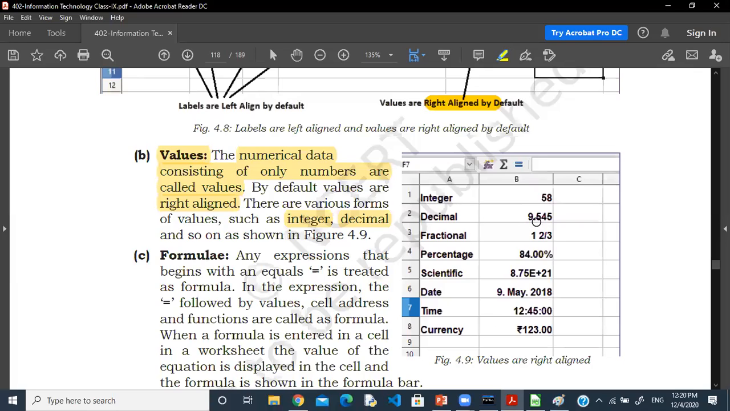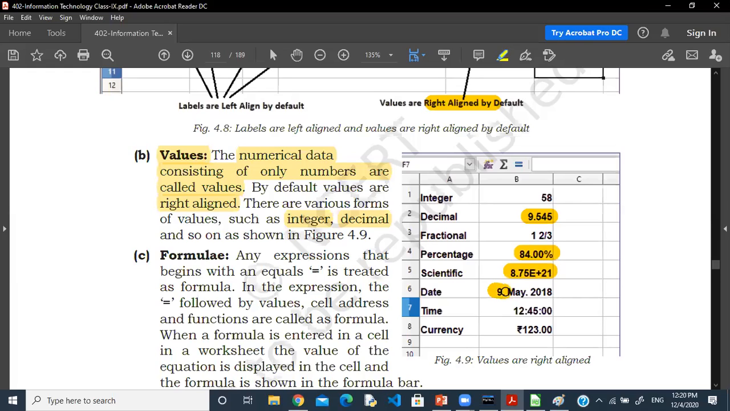The second category is decimal. What is the meaning of decimal? It contains a decimal point, like 9.545. Second, fractional numbers, like 1 whole 2 divided by 3, or 12 divided by 3. Percentage numbers we can write in percentage format with the percentage symbol. Scientific numbers use scientific notation, exponent notation, E form. Sometimes you are not able to write a big value in a small cell, so we use scientific notation, or by default it is converted.